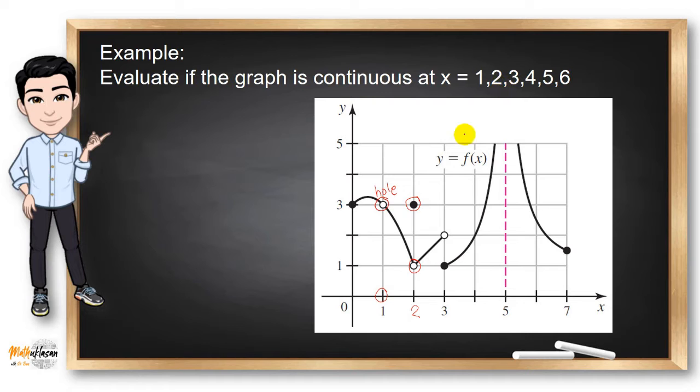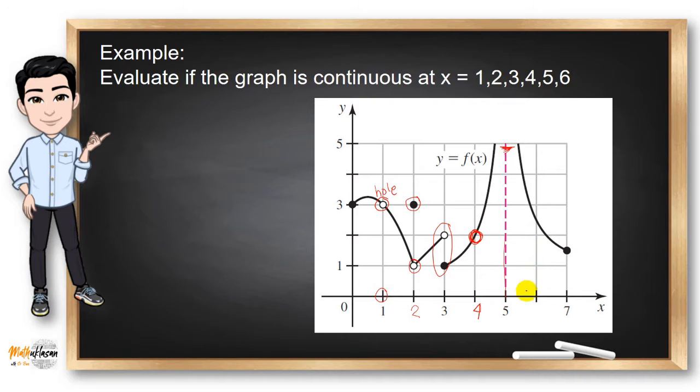How about sa 3 kaya? Sa 3, meron tayong gap, so hindi siya continuous at 3. Kung sa 4 kaya, kung mapapansin nyo dito sa 4, walang hole or gap dito sa part na to. So, ibig sabihin, the graph is continuous at 4. Sa 5 kaya, mapapansin nyo na meron tayong vertical asymptote. Diba? So, may gap yung graph natin dito na nakikita natin clearly. So, therefore, it's not continuous at 5.